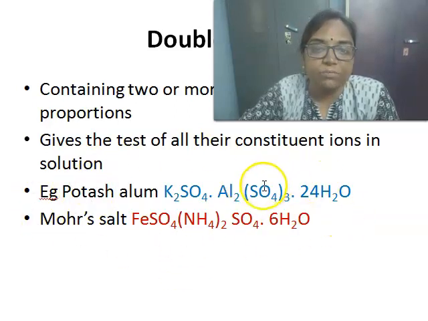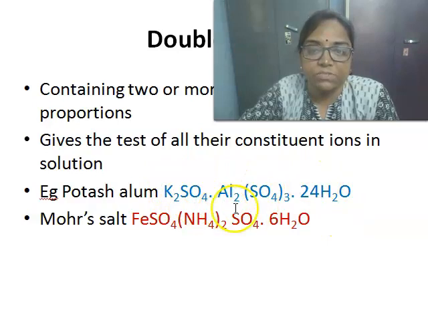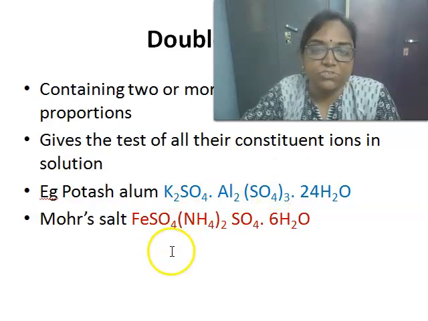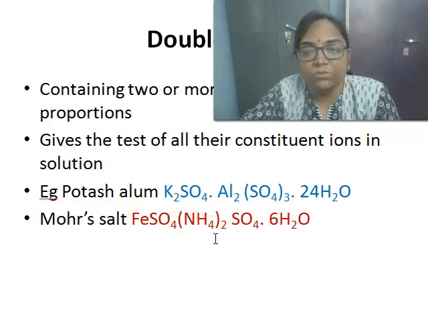For example, potash alum. In the case of potash alum, potassium sulfate and aluminium sulfate are present with 24 molecules of water. Whereas in the case of Mohr's salt, we have ferrous sulfate and ammonium sulfate attached with 6 molecules of water. When potassium sulfate is dissolved in water, it gives you K+ ions and SO4 2- ions. Aluminium sulfate also undergoes ionization and gives you Al3+ ions and SO4 2- ions. Ferrous sulfate gives you Fe2+ ions and SO4 2- ions. Ammonium sulfate gives you ammonium ions and sulfate ions.